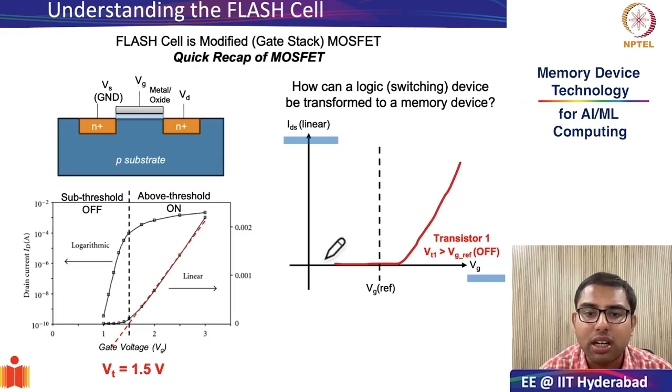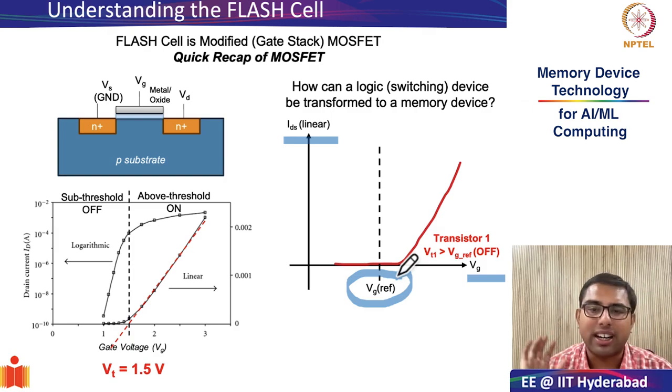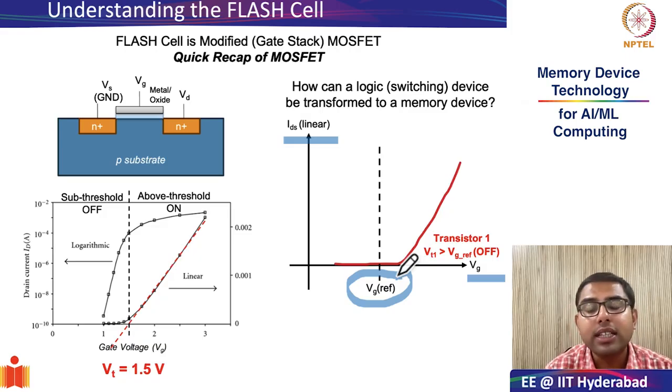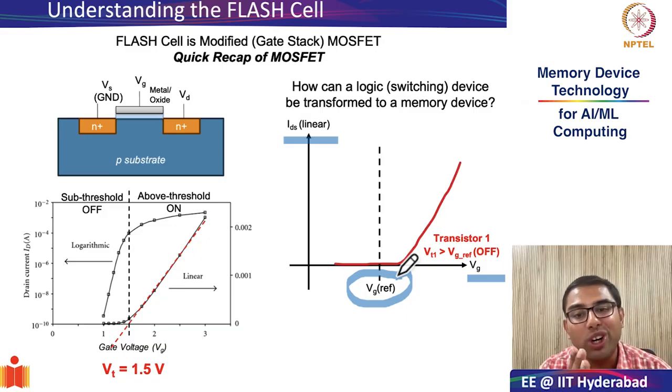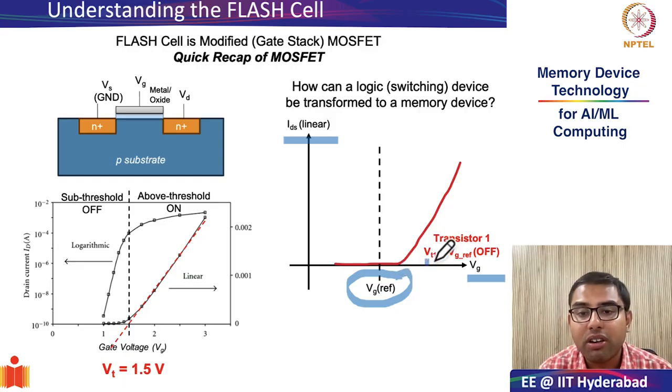So in this transfer characteristic, we see that the transistor has some threshold voltage, and this threshold voltage happens to be less than some arbitrary reference voltage which we have selected. So we can say that at the reference voltage VG ref, this particular transistor is off, simply because the threshold voltage of this transistor is greater than the reference voltage.